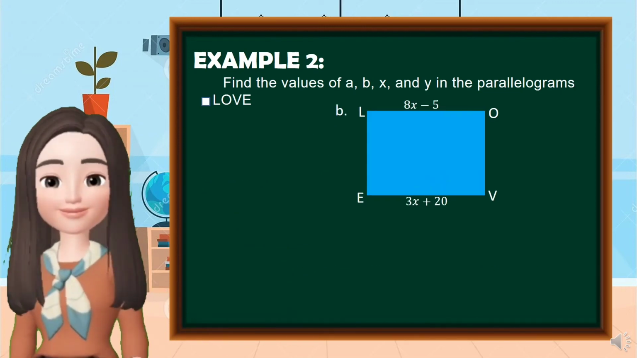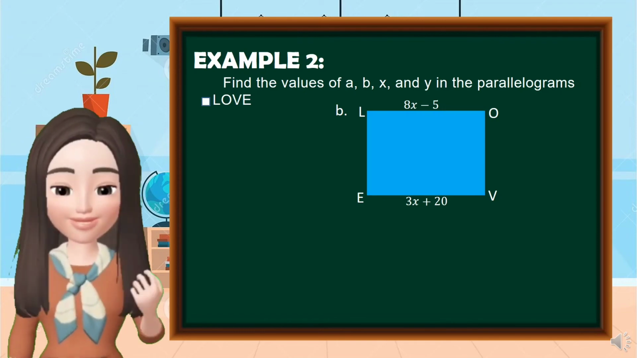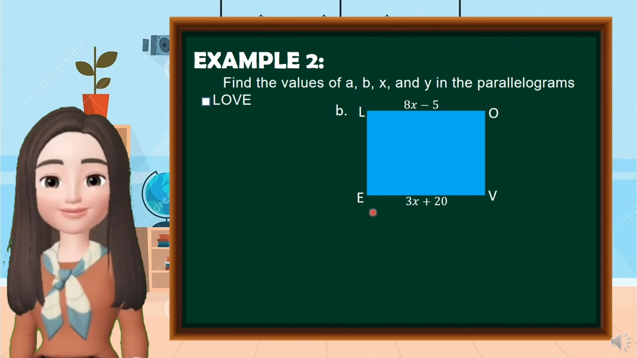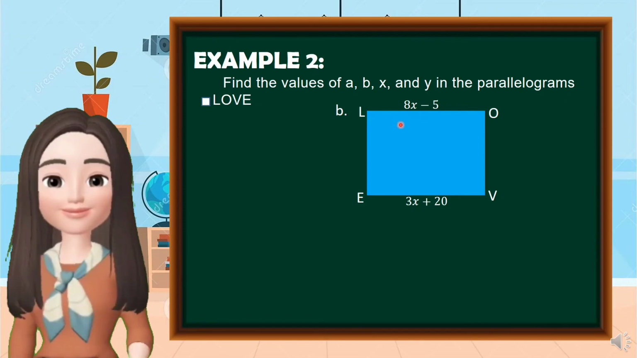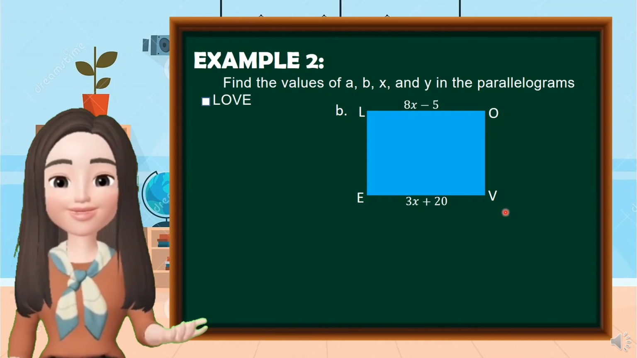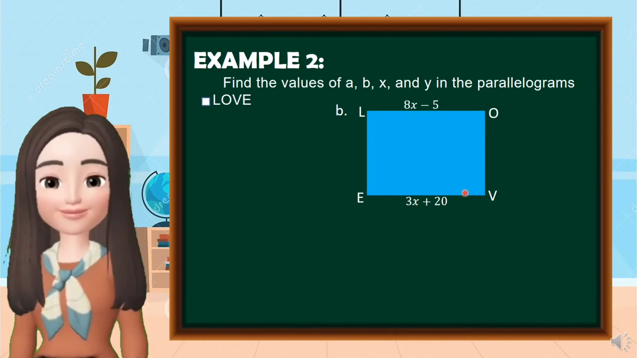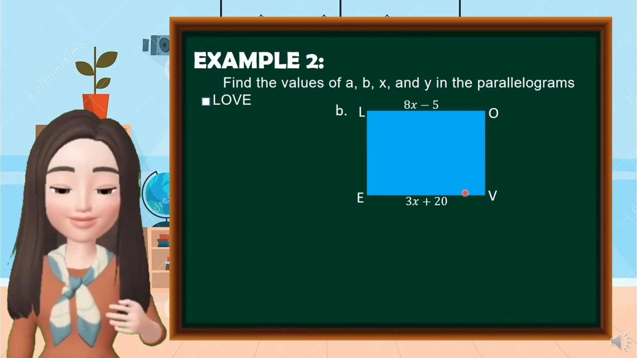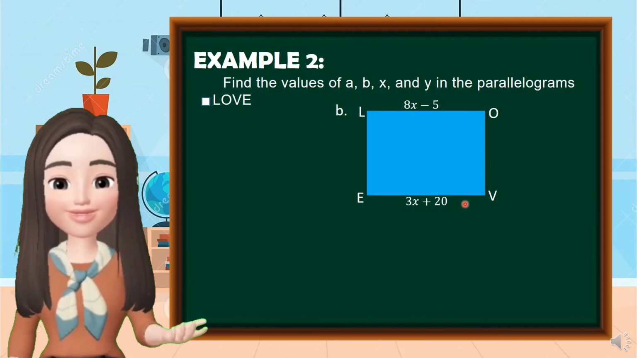Let us have now our letter B. Here, our figure is parallelogram LOVE again with the given side LO is equal to 8x minus 5 while side EV is equal to 3x plus 20. Now, alin sa mga properties ng parallelogram ang makakatulong sa atin in order to solve for the variable x? Right, tingnan nyo, ang given lang naman dito ay ating side LO and side EV. Ano ba ang relationship ng dalawa? Okay, correct. Sila ay opposite sides, sila ay magkatapat na side.